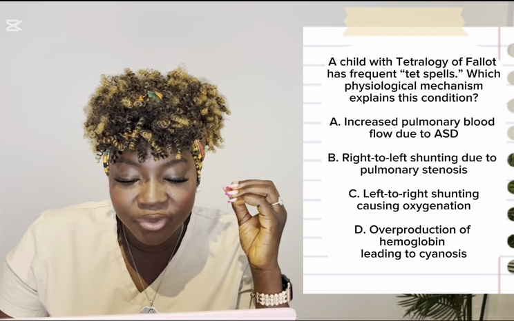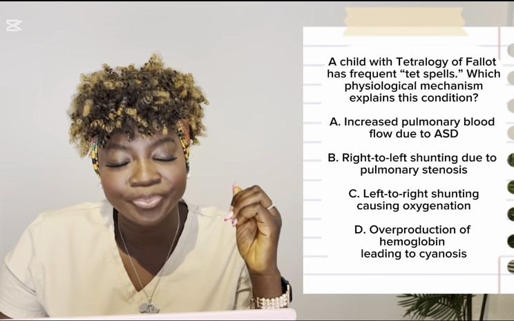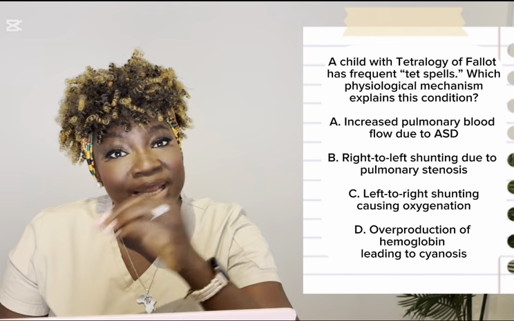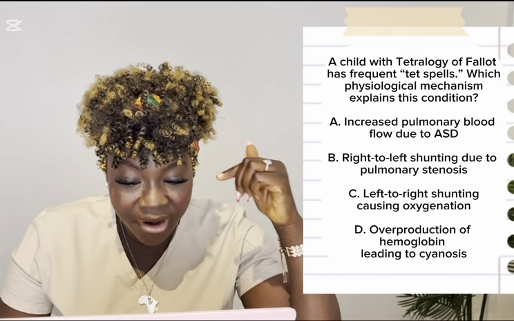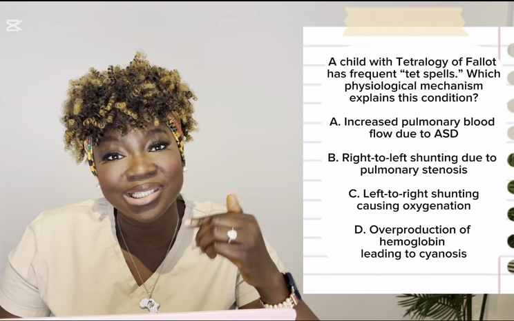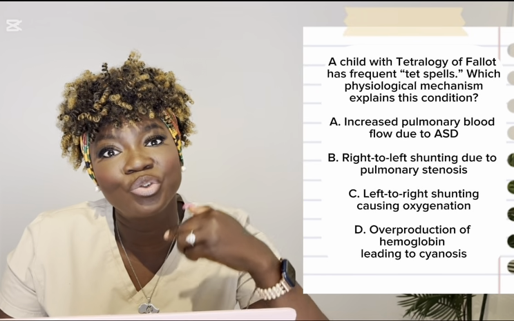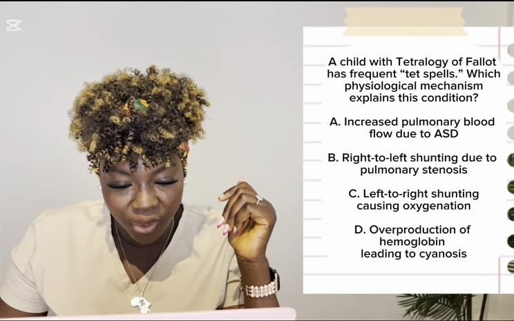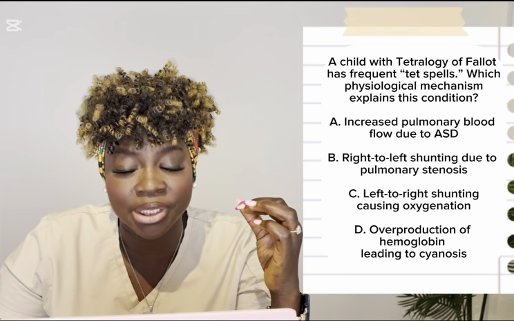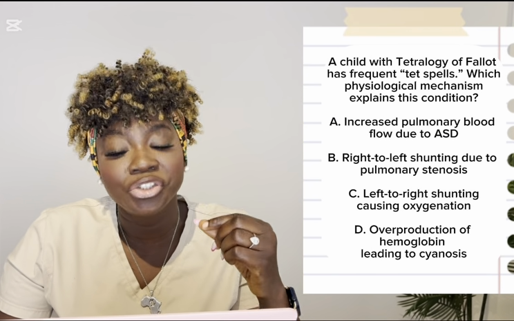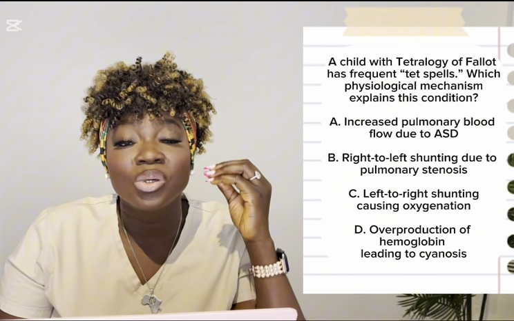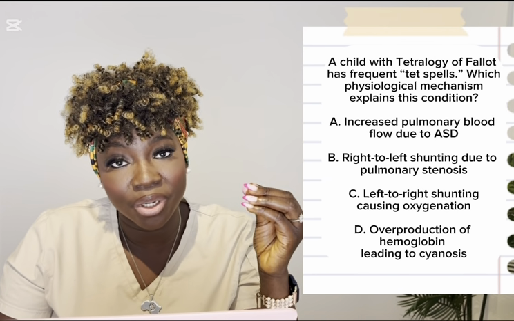And C, left to right shunting causing oxygenation. No. In TOF, we have right to left, not left to right. So we have right to left shunting, okay, resulting in less oxygen, sending the deoxygenated blood to the system. So that makes C wrong. And D, overproduction of hemoglobin leading to cyanosis. First off, overproduction of hemoglobin will not lead to cyanosis. So that makes this option very wrong, okay?